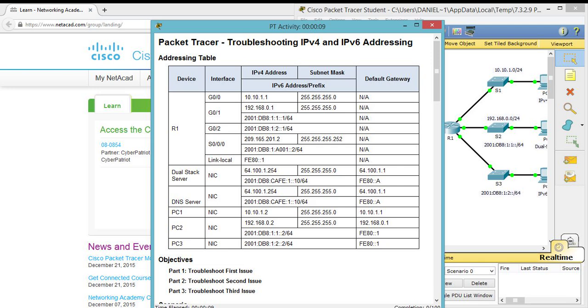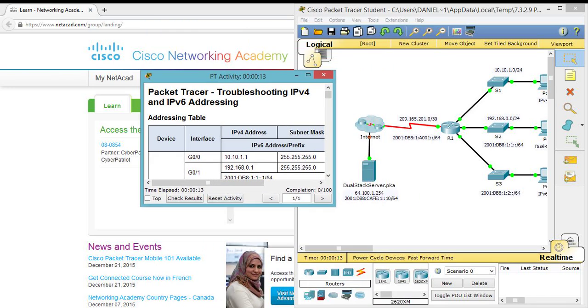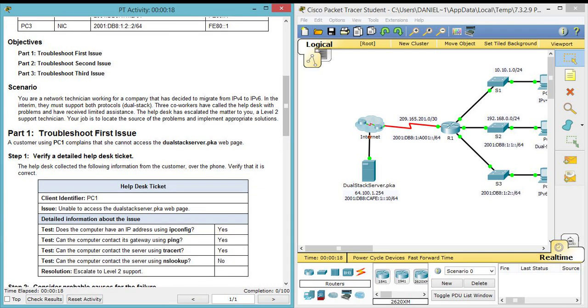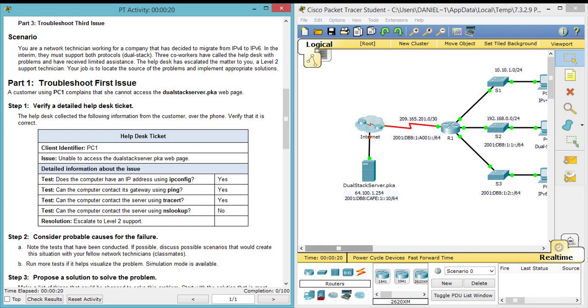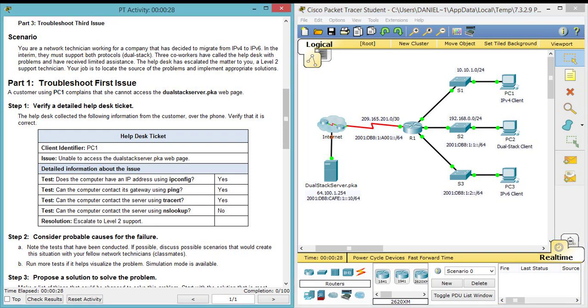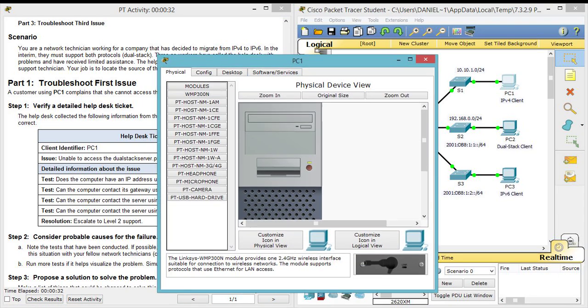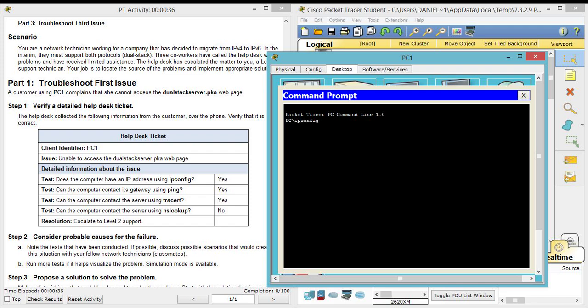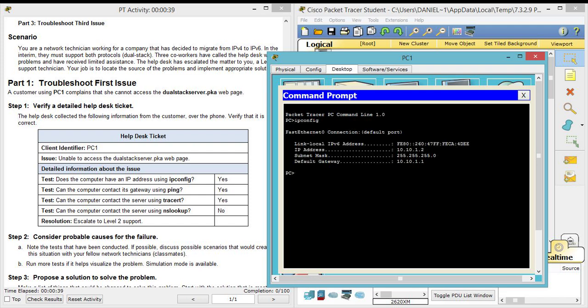In this video, we will be covering troubleshooting IPv4 and IPv6 addressing. So let's go ahead and get started. Okay, so this Packet Tracer lab, the gist of it is we're solving issues that these people are having. The first one, PC1 can't access the web page. So let's go ahead and verify to make sure that they're giving us accurate information, because you never know.